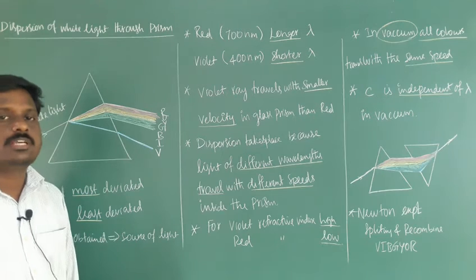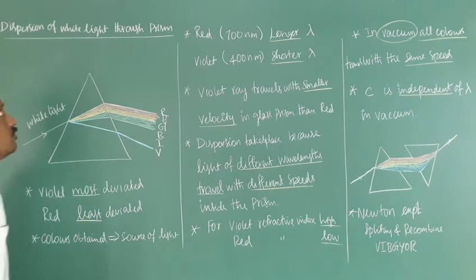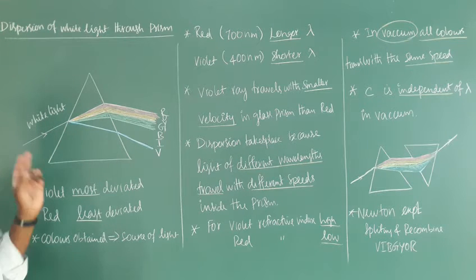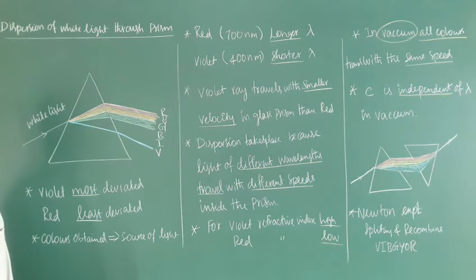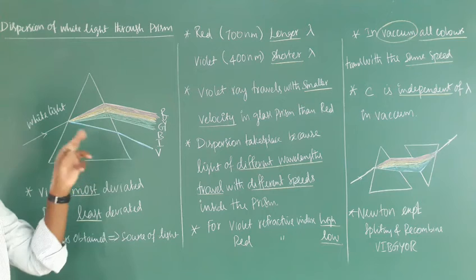Morning students. So in this class we are going to discuss dispersion of white light through a prism. Now white light enters into the prism, so dispersion takes place. Splitting of white light into constituent colors is called dispersion.